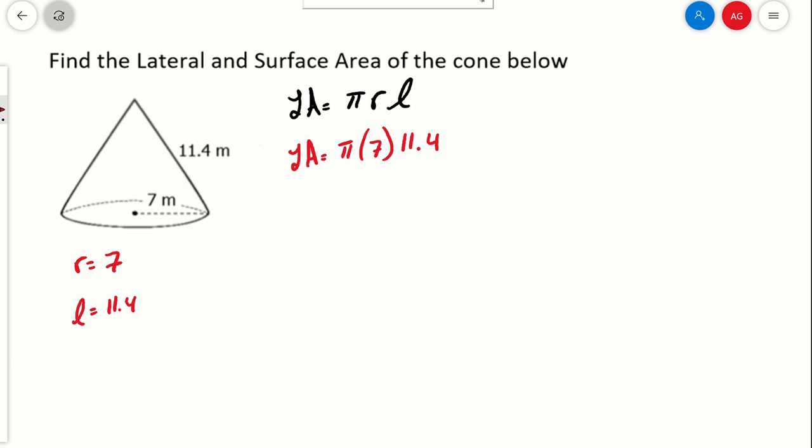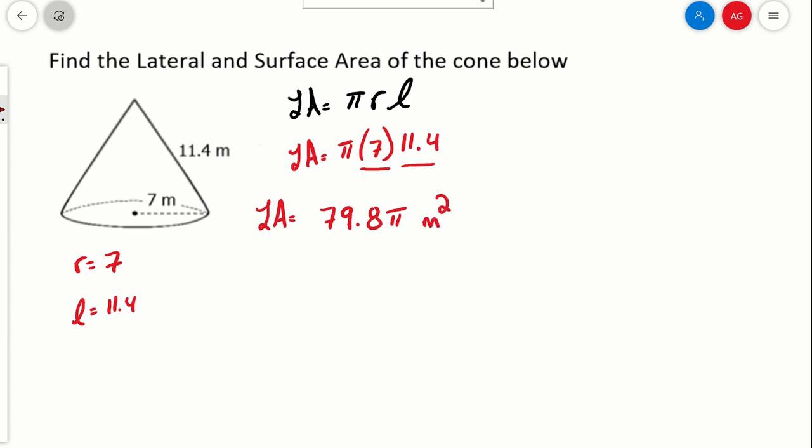There's two ways I can write my answer. In exact form, we're going to leave pi in the answer. So in other words, when you calculate your answer, all you're doing is putting the 7 times 11.4 in the calculator. When we do that, we get 79.8 pi, and then you have to include my units, and we're still talking about area, so my units are going to be meters squared.